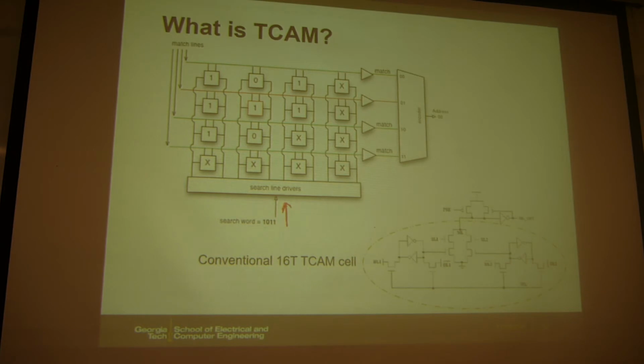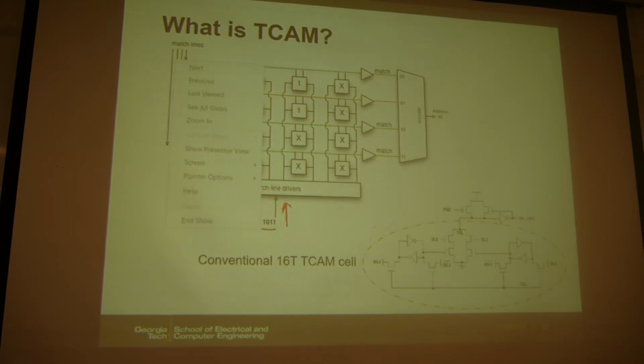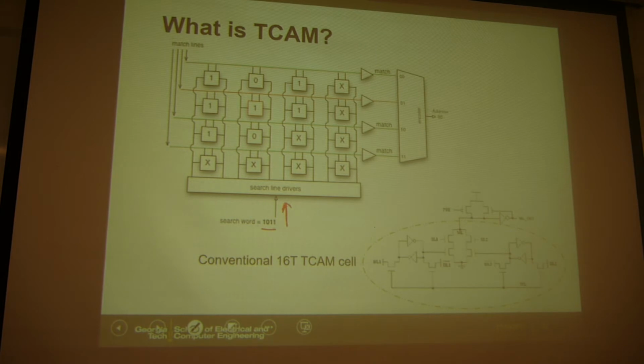For example, in this simple example, the data you want to search is 1011, and you want to know whether this 1011 is stored in this pattern or not. And then the output is the address of the data if it's in the array. So then you save many data in this TCAM, and some of the data is X.